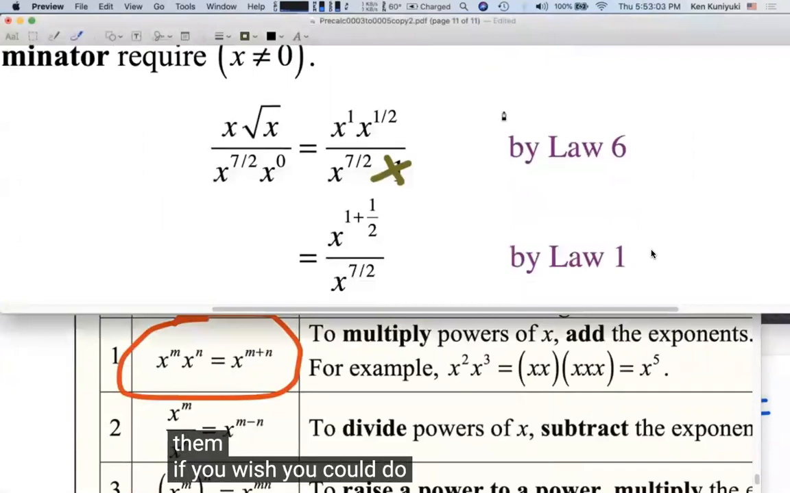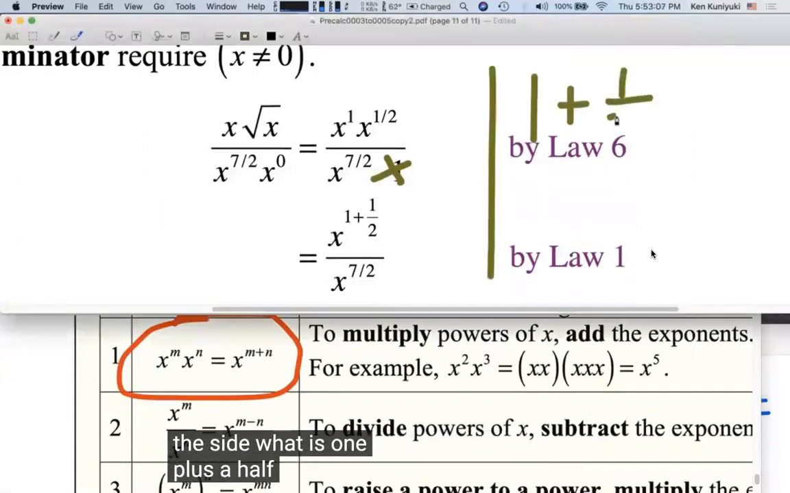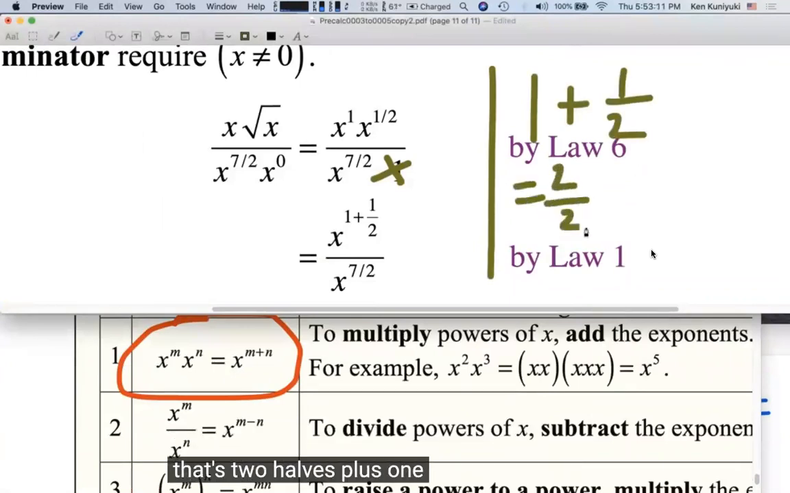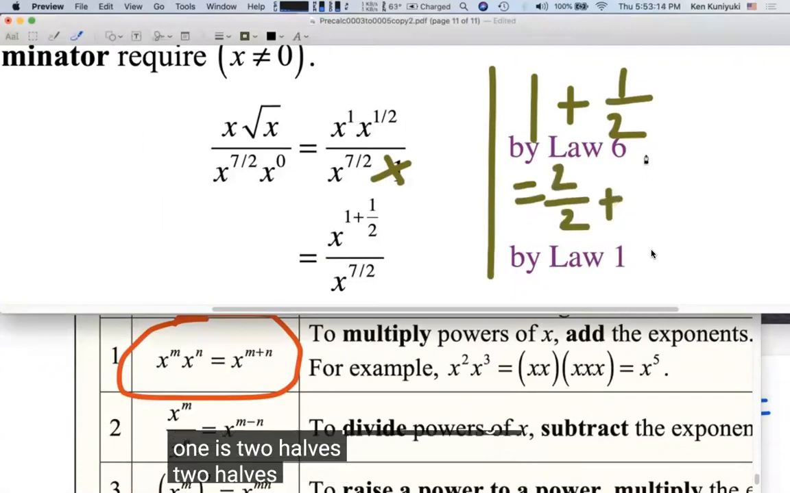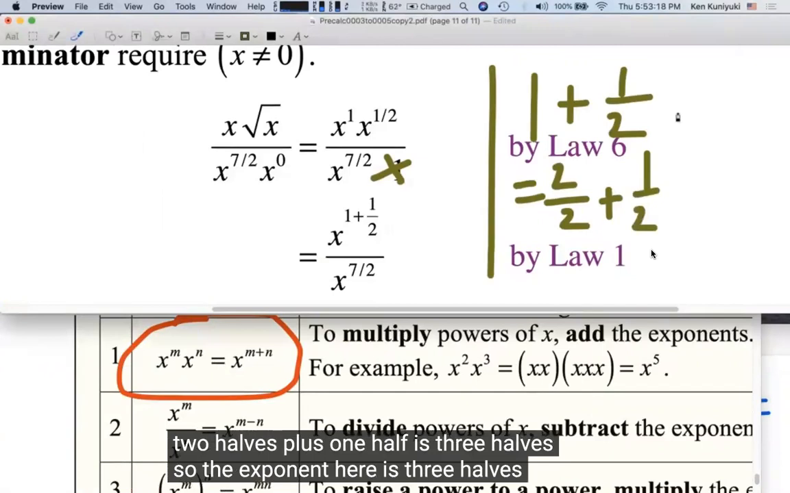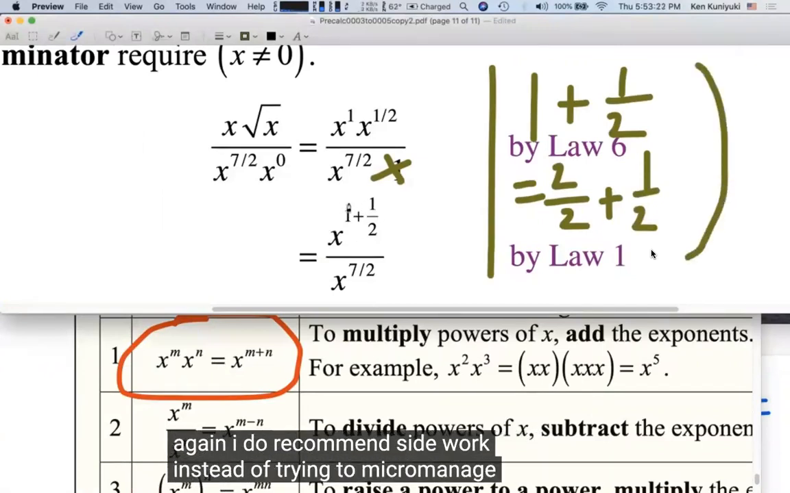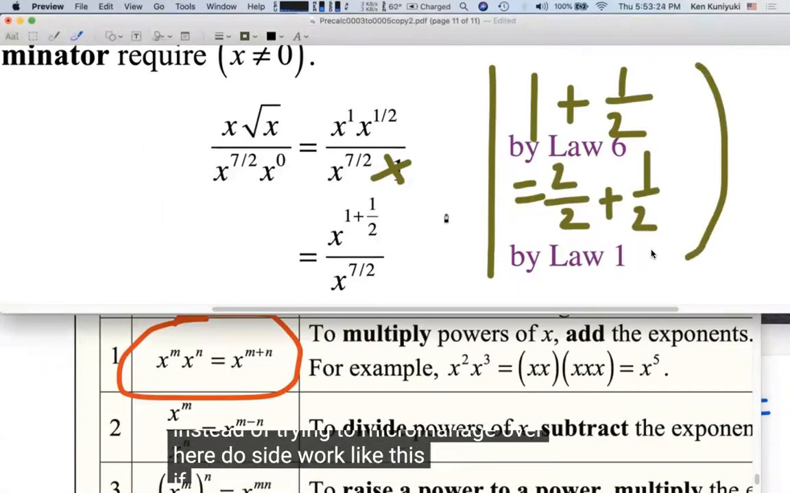If you wish, you could do this work on the side. What is 1 plus a half? That's 2 halves plus 1/2, right? 1 is 2 halves. 2 halves plus 1/2 is 3 halves. So the exponent here is 3 halves. Again, I do recommend side work instead of trying to micromanage over here. Do side work like this if you have to.